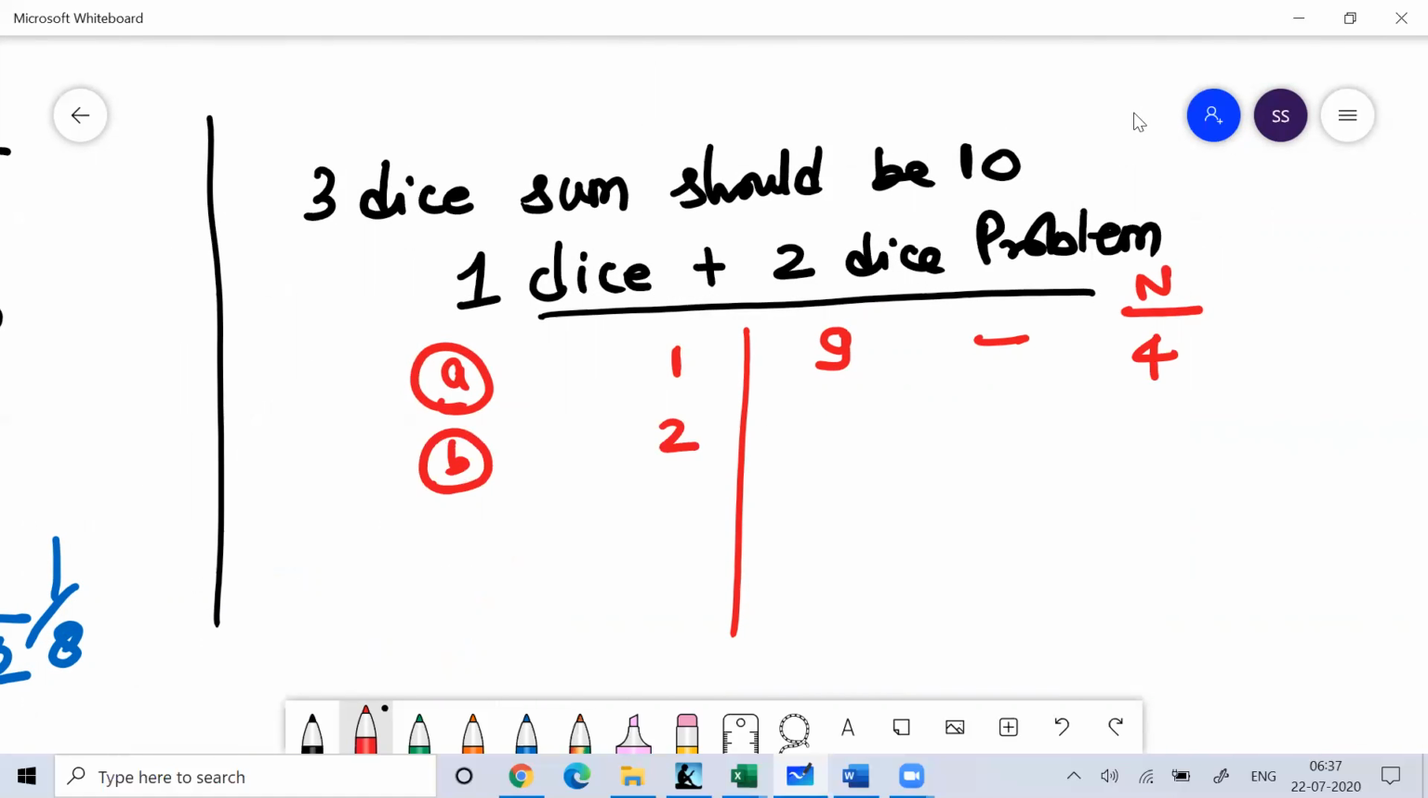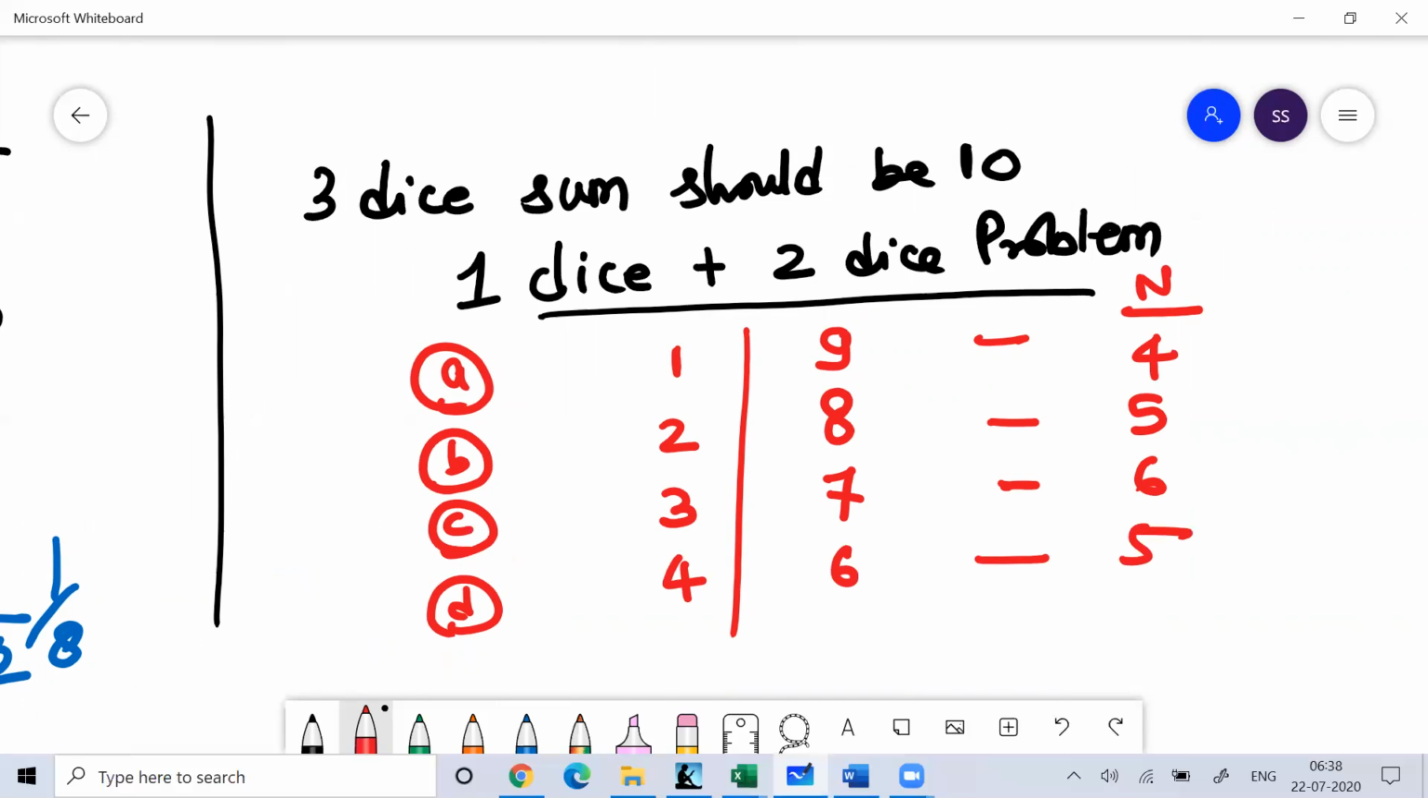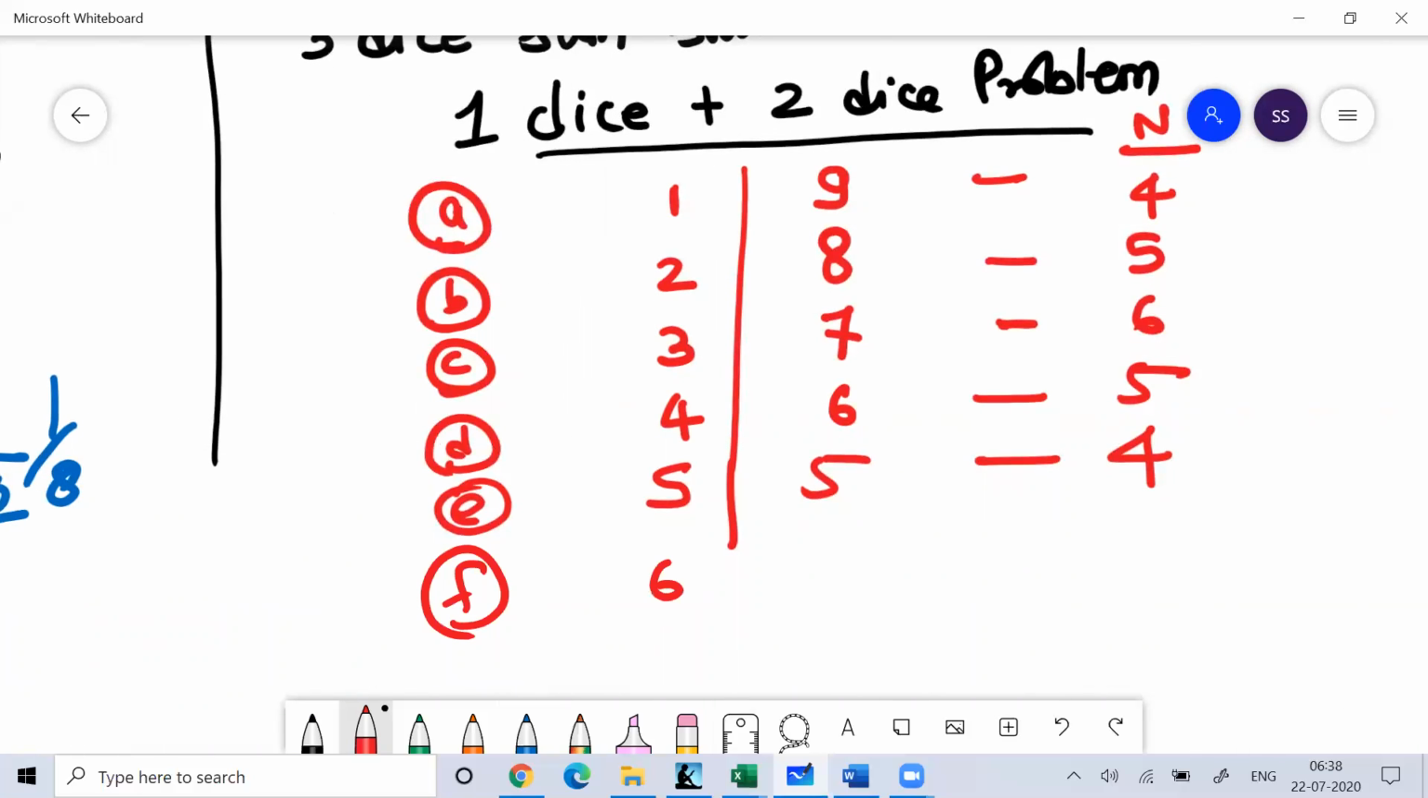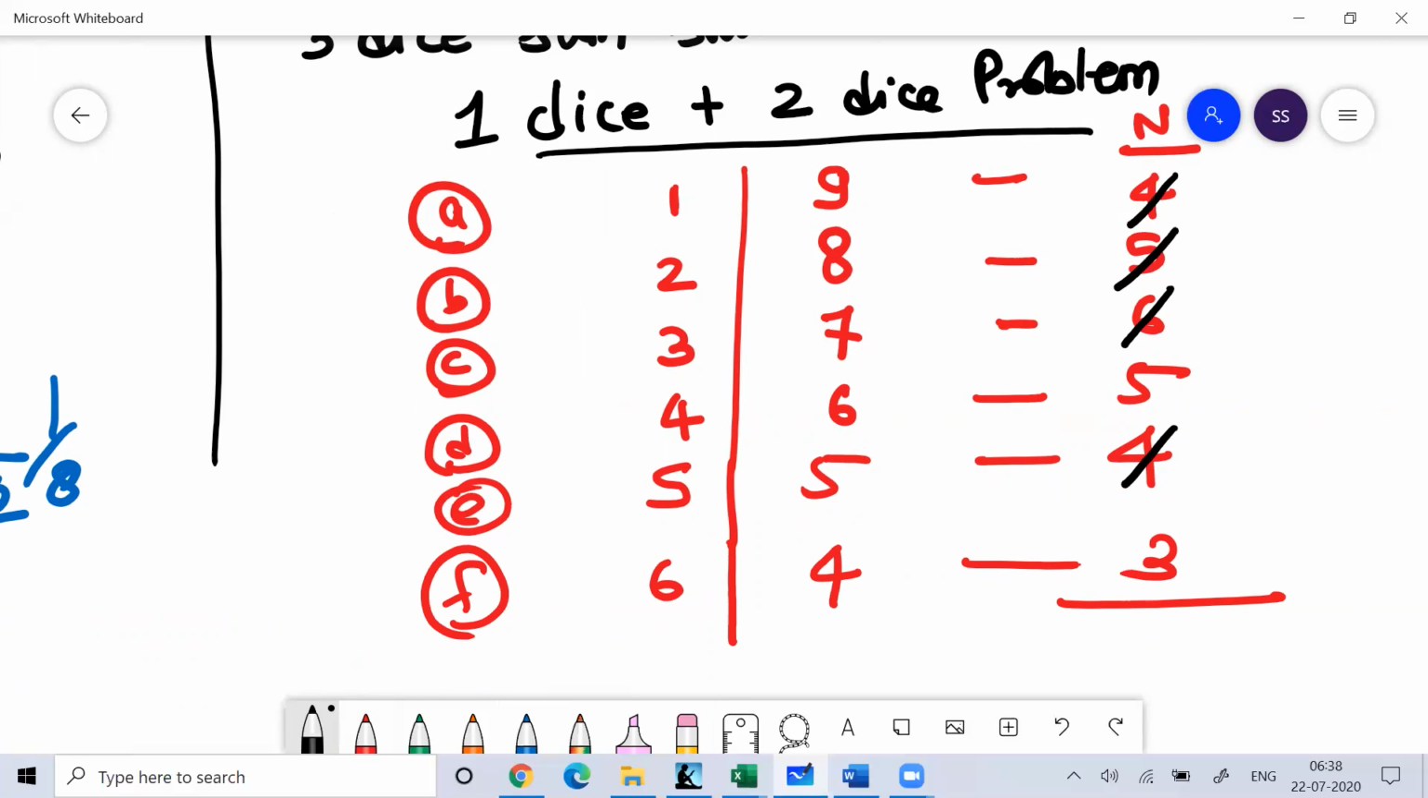Then if on 1 dice you get the value 2, then here it should be 8. Sum 8 means the number of ways is 5. Then third, on 1 dice if you get 3, then you should get 7. 7 means how many ways? 6 ways. Okay, already you know that shortcut. Then 5 ways, 5 ways, then 4 ways, then 3 ways. So if you do the sum: 4, 9, 15, 20, 25, 27? So this way you can solve this question and get the answer very easily.